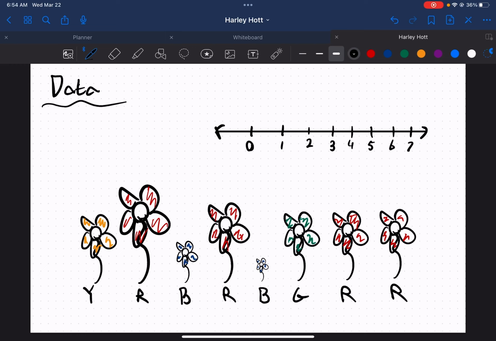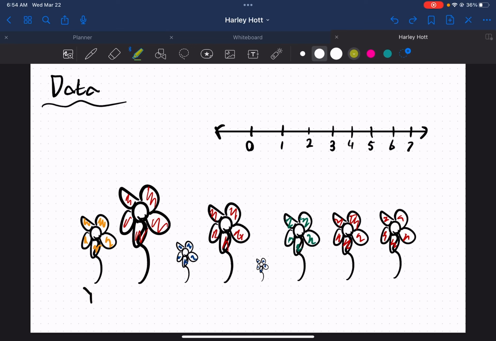We collected some data. This list here, this is our data, right? It is just a list of facts, right? This is called categorical data. We won't work much with categorical data, but it's a category. Each flower fits in one of these categories, right? But there's other types of data.